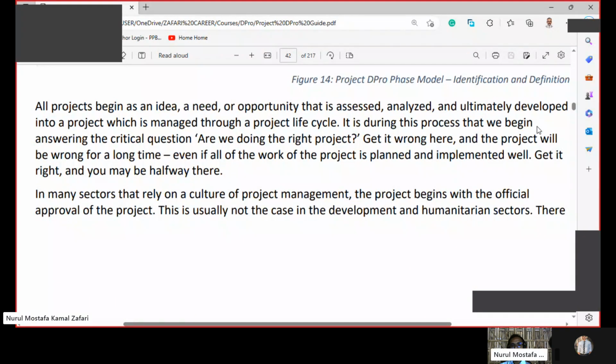All projects begin as an idea, a need, or an opportunity that is assessed, analyzed, and ultimately developed into a project which is managed through a project lifecycle. It is during this process that we begin answering the critical question: are we doing the right project?